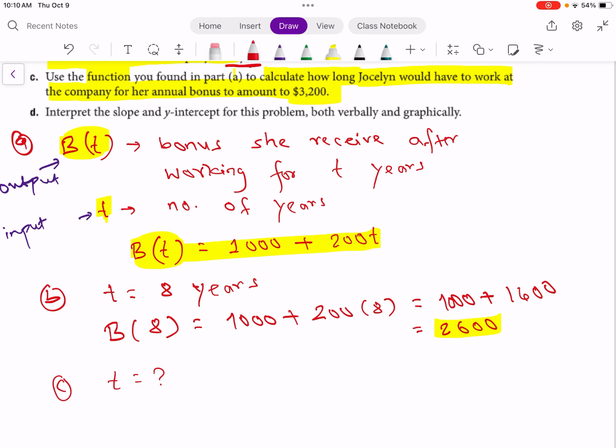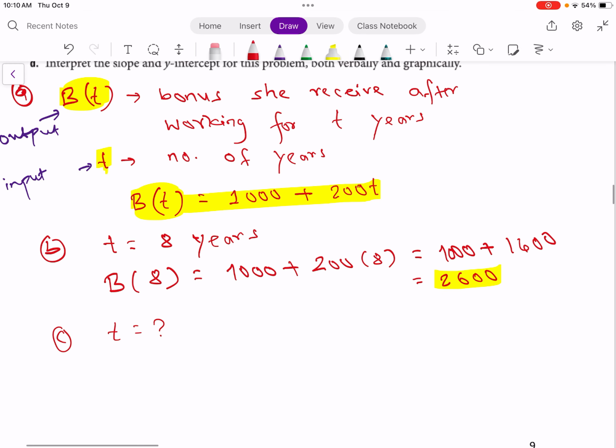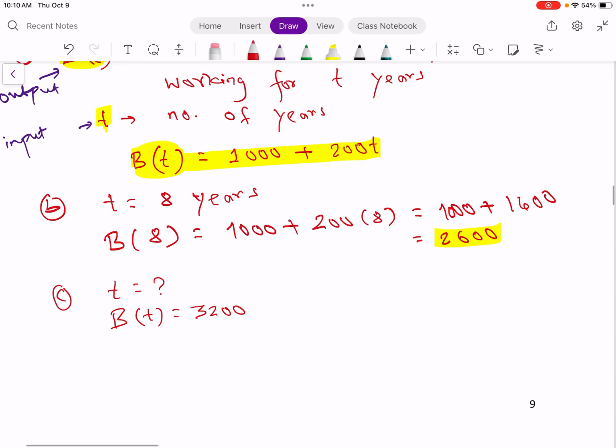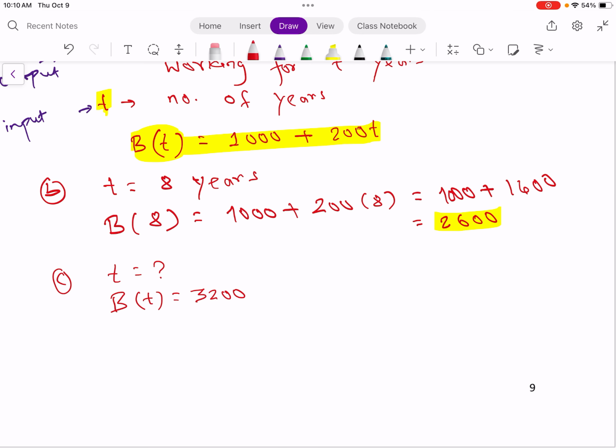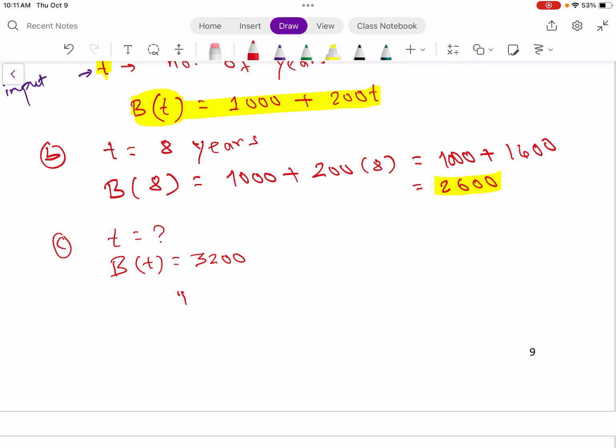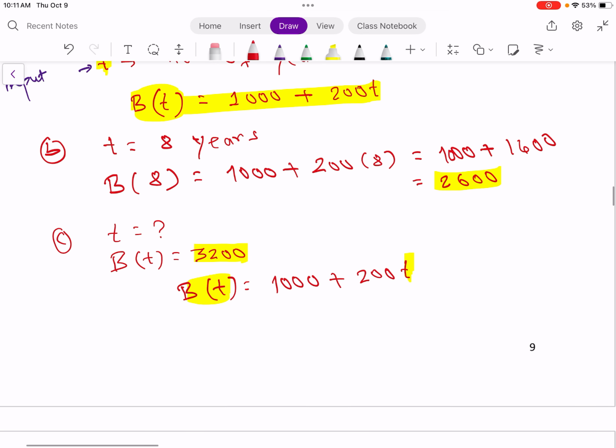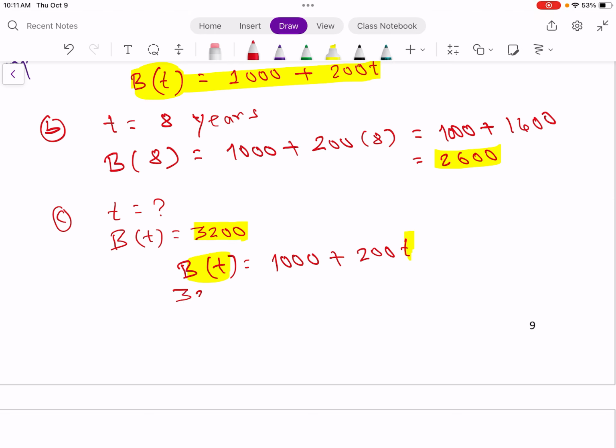Now, what is this $3,200? This is the bonus, right? So this is b of t. b of t is $3,200. We are using the function from part A. From part A, our function b of t is 1,000 plus 200t. We want to find t, and b of t is given as 3,200. So let's replace b of t by 3,200 and solve this linear equation for t.